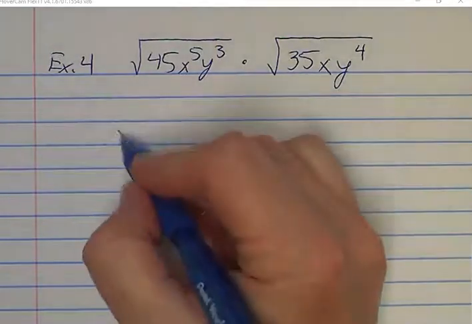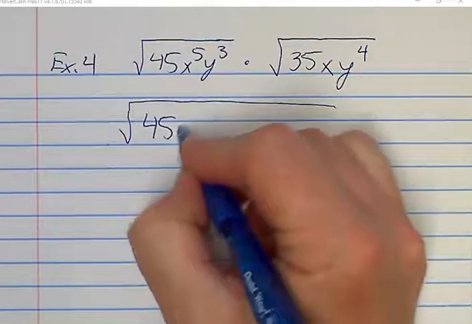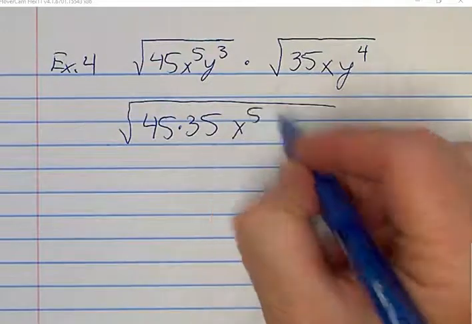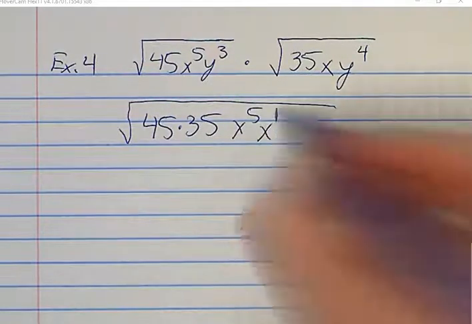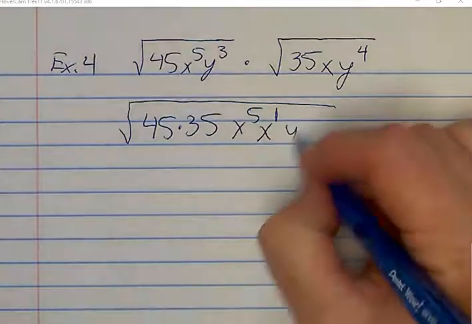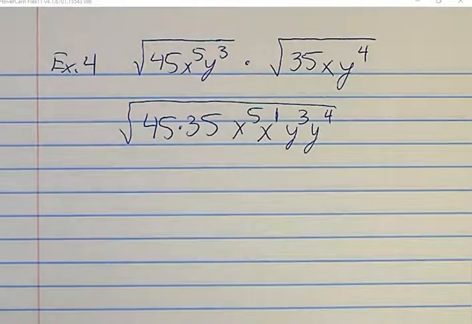Alright, so just separate everything by what they are. You have 45 times 35. We've got x to the 5th here, and an x here. And again, I would go back just so we don't lose anything. Just put that as x to the 1st, because if it's x there by itself, it's still x to the 1st. Y to the 3rd from the first one, and y to the 4th from the next one.